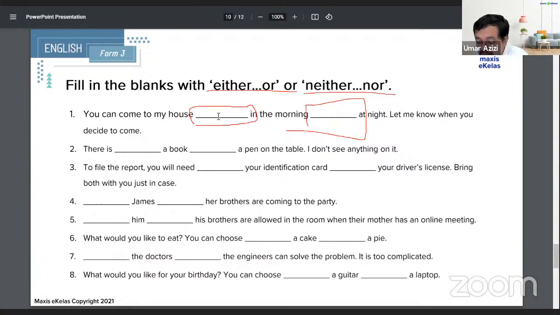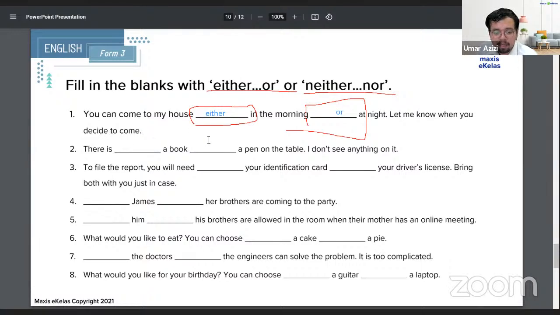That's correct. So Damiao answers either or. You can come to my house either in the morning or at night. Let me know when you decide to come. So good job, Damiao. Also good job to Nur Sara, Irene, Shafriz, Joshan, and Hashwini. All right, we're going on to the next part.